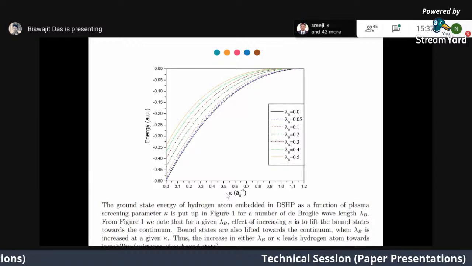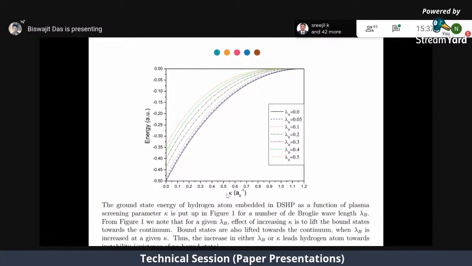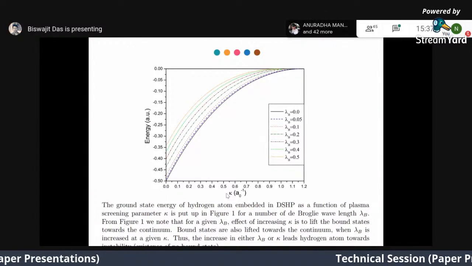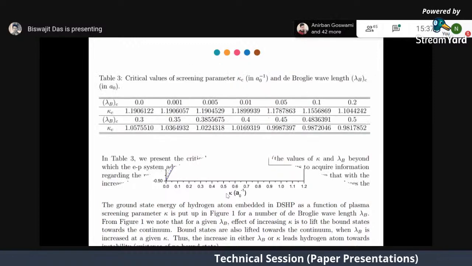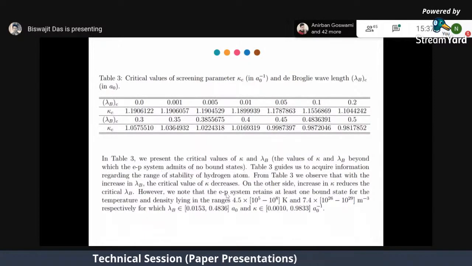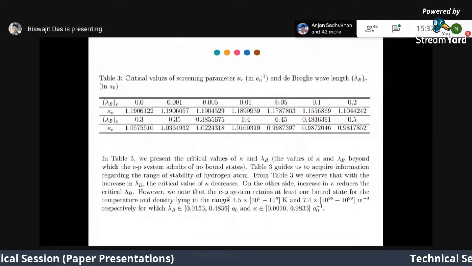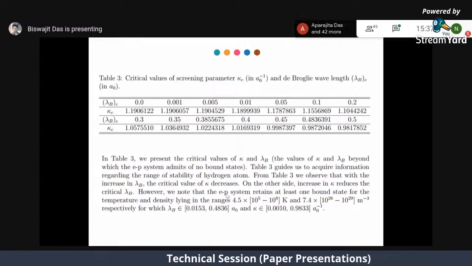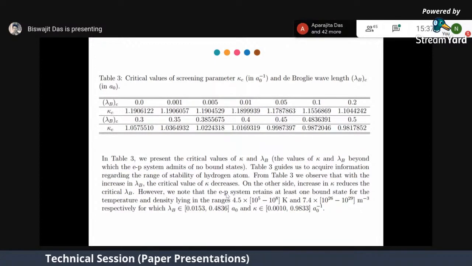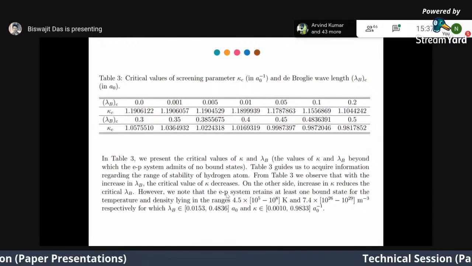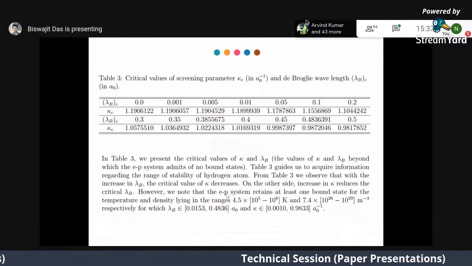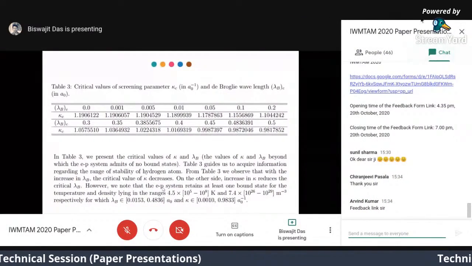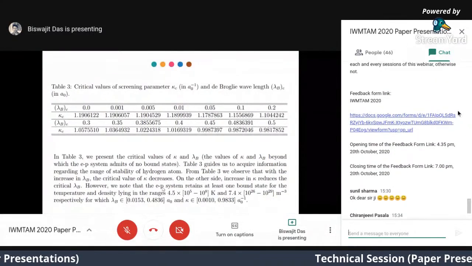That means there are no bound states above this parameter. In the next slide we will show the critical scaling parameter. In this table 3, we present the critical values of kappa and lambda b, the values of kappa and lambda b beyond which the electron proton system has no bound state. Table 3 guides us to accurate information regarding the range of stability of the hydrogen atom.